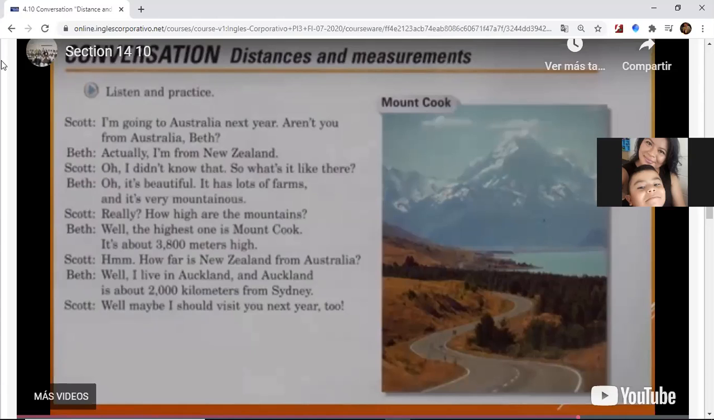Really? How high are the mountains? Well, the highest one, Mount Cook, is about 3,800 meters high. How far is New Zealand from Australia? Well, I live in Auckland, and Auckland is about 2,000 kilometers from Sydney. Well, maybe I should visit you next year too.